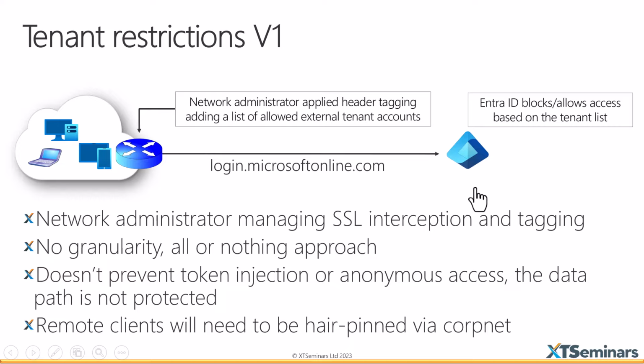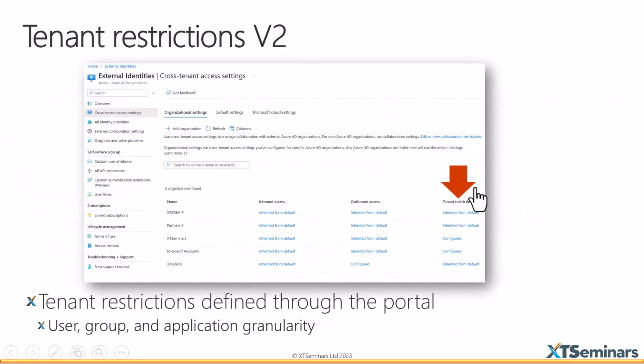What happened is we tagged, and then when we go to login.microsoftonline.com, the Entra ID looks at the tagging and allows or blocks authentication based on the tenant list, which is in the tagging. So that was V1. It came along with V2. And the nice thing about V2 is that we can actually define the tenant restrictions through the portal. So that's a possibility. We can bring it down to user group and application granularity.